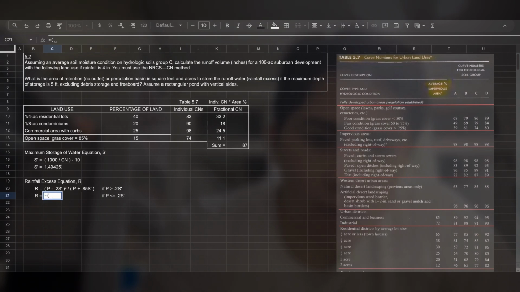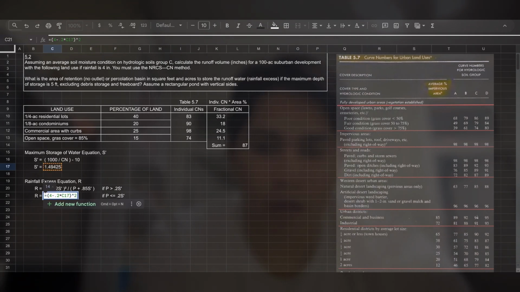Equals to 4 minus 0.2 times the value of storage that we found, all of that squared, divided by the precipitation, which is 4, plus 0.85 times the storage value that we found, and hopefully we get enough. It says 3, but it actually is 2.6. It just had it with no decimals. So we get rainfall excess 2.6.